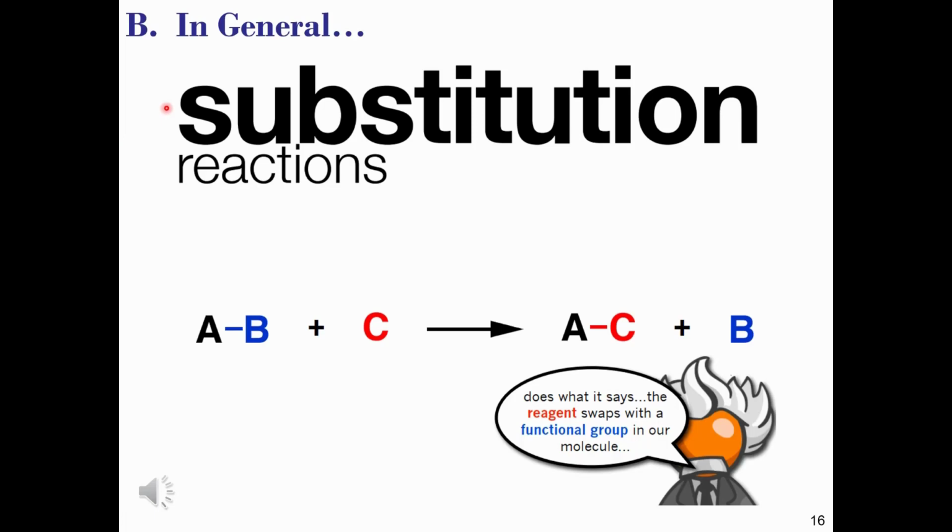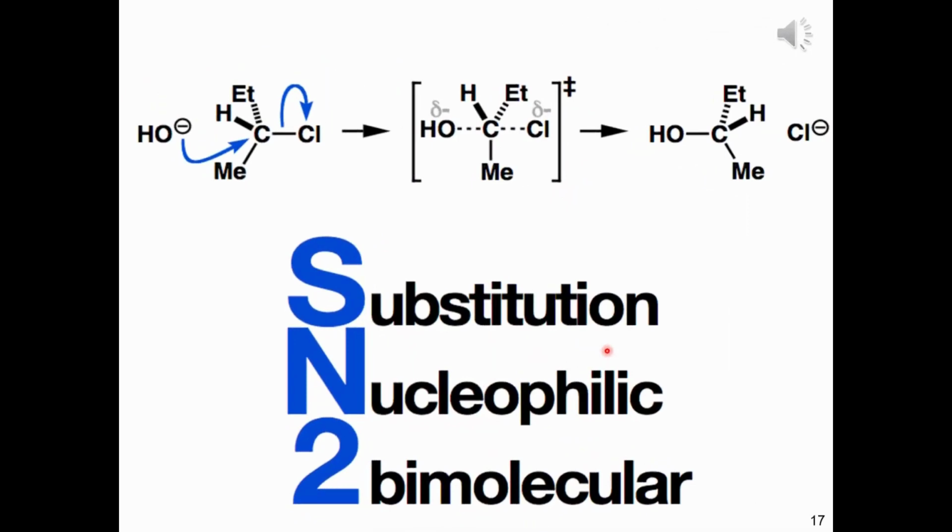A substitution reaction in general is exactly what it says. The reagent swaps with our functional group in our molecule, and we have some other terms that we'll be including as part of this general overview. The SN2 reaction is a type of reaction mechanism that is commonplace in organic chemistry. In this mechanism, one bond is broken while the other is formed synchronously, and this is shown by the transition state.